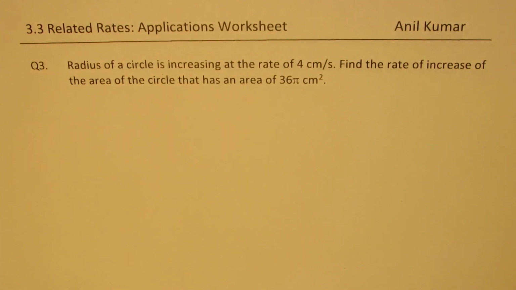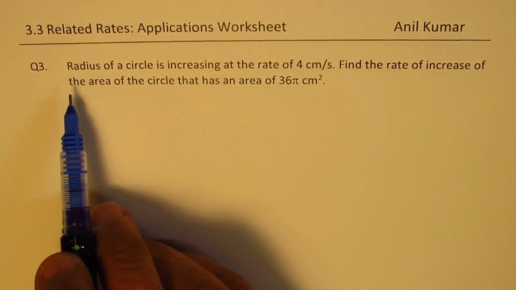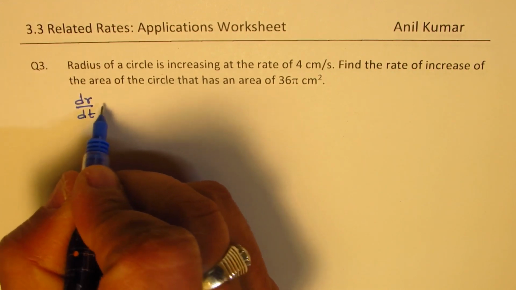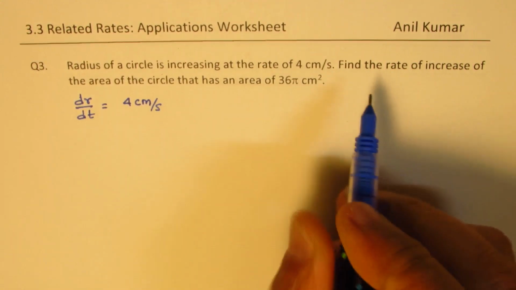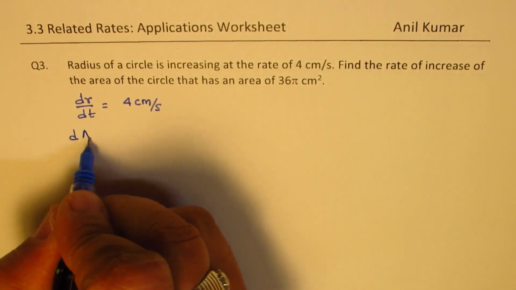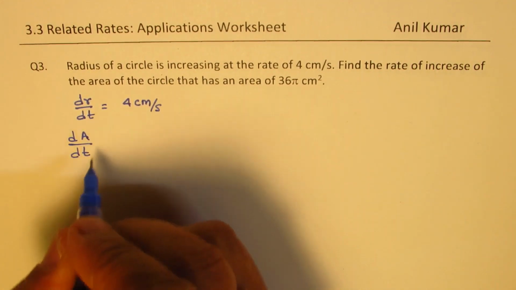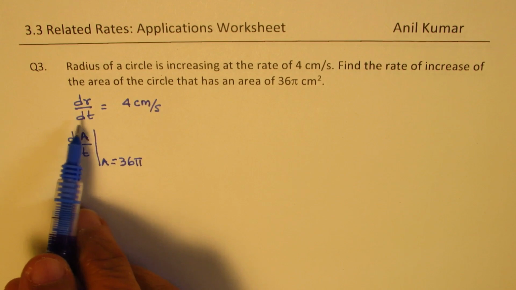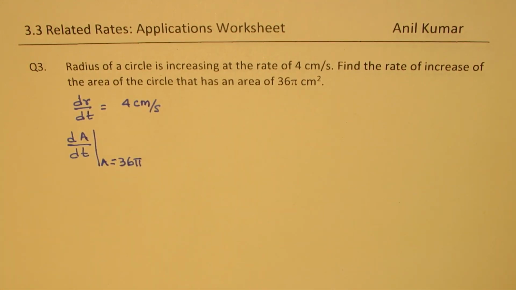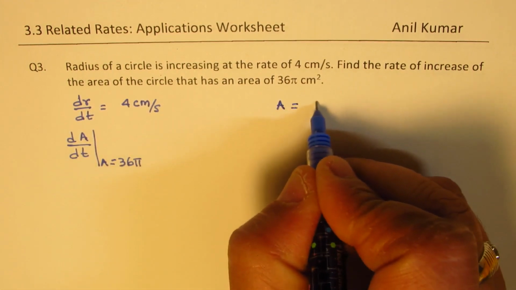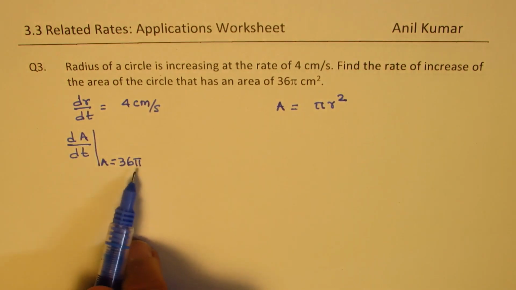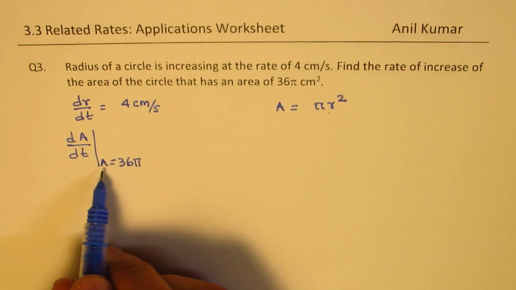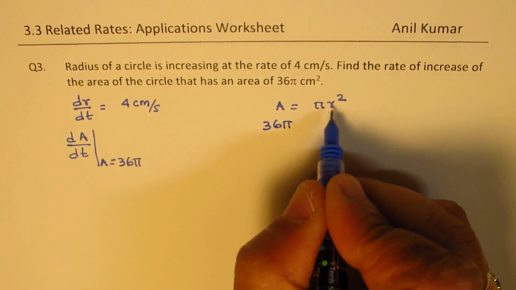Perfect? Okay. Now let's take question number 3, which is: radius of a circle is increasing at the rate of 4 centimeters per second. So that means dr/dt, correct, is 4 centimeters per second. Find the rate of increase in area of the circle that has area of 36 pi. Okay. So again, we know the relation. The relation for us is that area of a circle is pi r squared. But here we are given the area. That means we need to find what should be the radius at this time. So using this area as pi r squared, and we know area is 36 pi, right? We can find what r is, right?